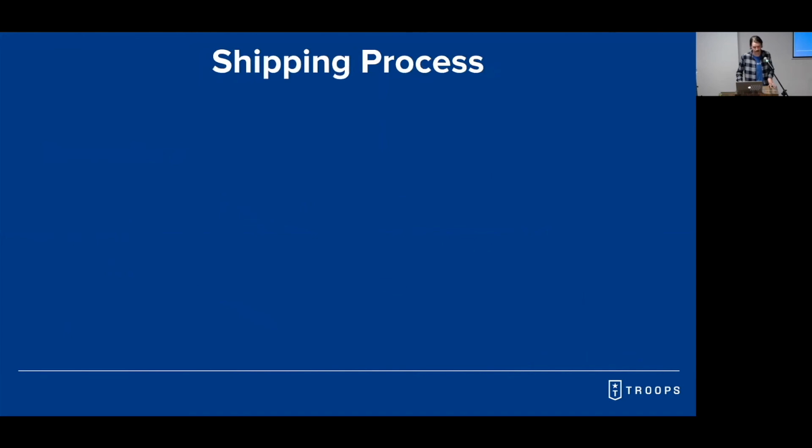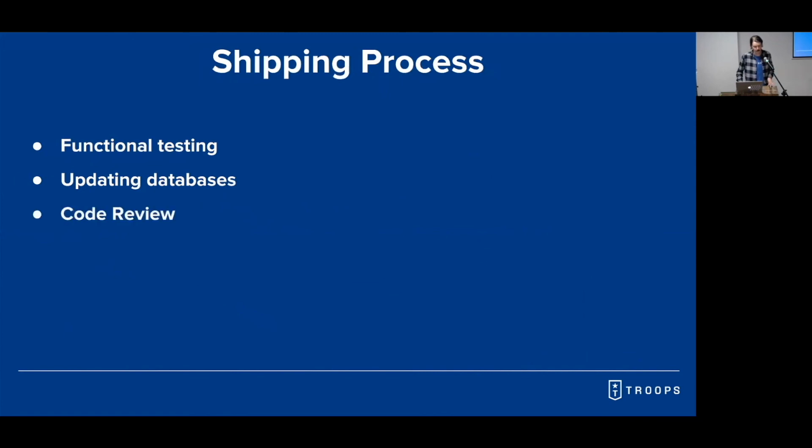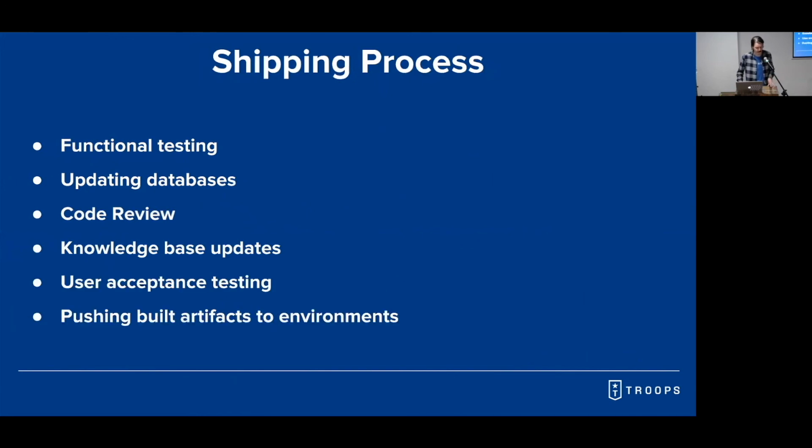We're talking about functional testing, making sure your code works on your machine. We're talking about updating databases, potentially configurations, new rows, new columns, et cetera. You have to get your code to pass code review in order to ship. You have to potentially update internal wikis. You're going to need to get sign-off, user acceptance testing, and then you're going to need to push the built artifacts to environments. If you're into acronyms, you can see that this process is prone to some problems.